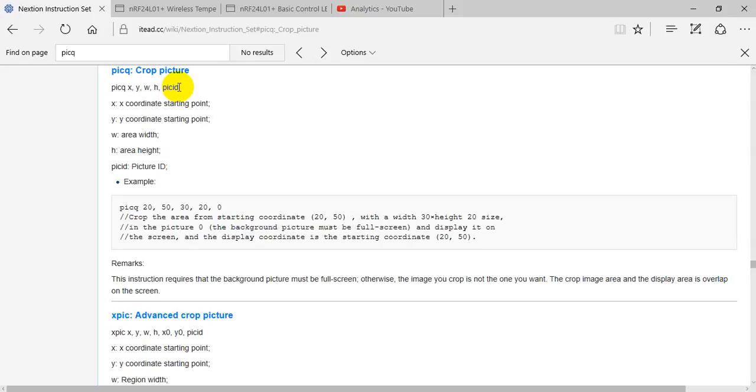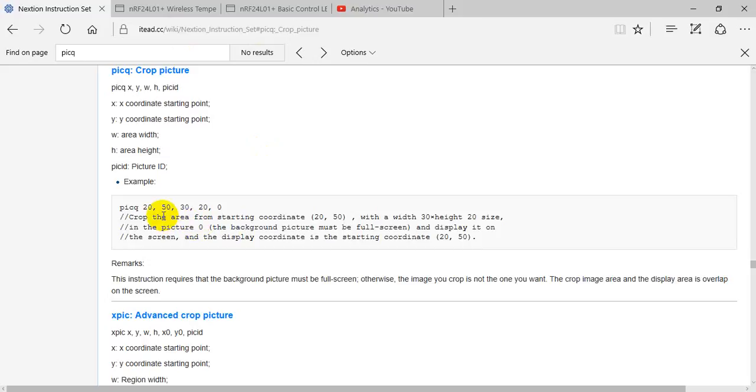So on here, it explains what I just said. They give you an example down here. And this is the Nextion instruction set page. You can see up here it's it.cc/wiki/Nextion_instruction set. Go ahead and Google search Nextion instruction set. It'll be a lot easier that way.